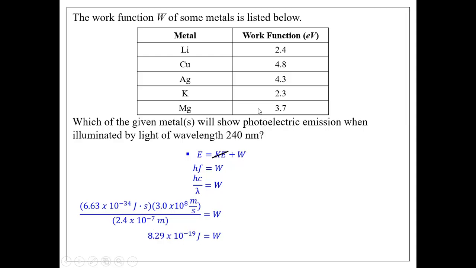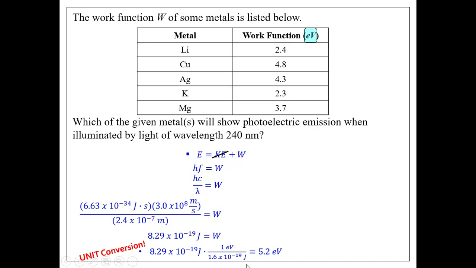However, I do want to point out that the work function given in the chart is in units of electron volts, and the unit I just found is in joules. So what I need to do is convert joules to eV so I can make this comparison. I made a note for you here: make sure you convert units. Again, this is in joules, and the unit given in the chart is eV. So I'm going to convert 8.29 times 10 to the negative 19 joules to eV, using the fact that 1 electron volt is equivalent to 1.6 times 10 to the negative 19 joules.